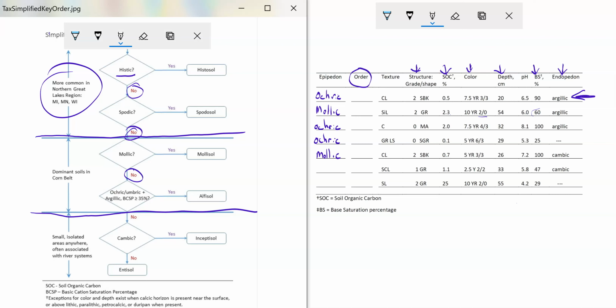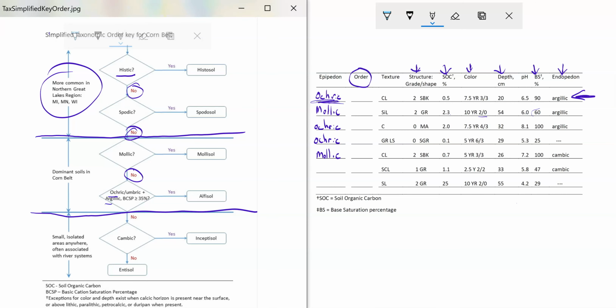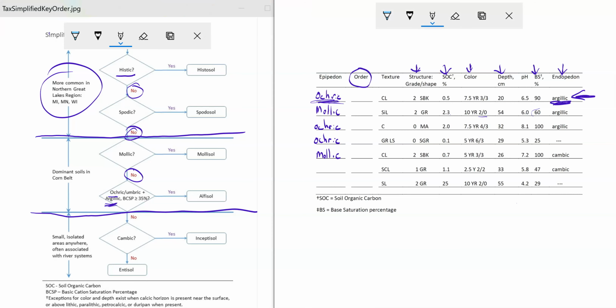Now we come to something that says, does it have an ocric? Well, we do have an ocric. Well, what's the other part of this? Argillic. Umbric is another type of surface horizon. We haven't encountered one of those yet, but it could have an ocric or an umbric. And an argillic, let's see if we've got an argillic to accompany that. We do. We have an ocric and an argillic.